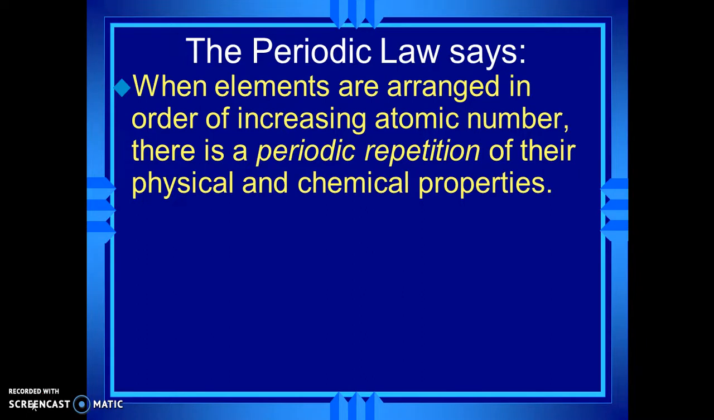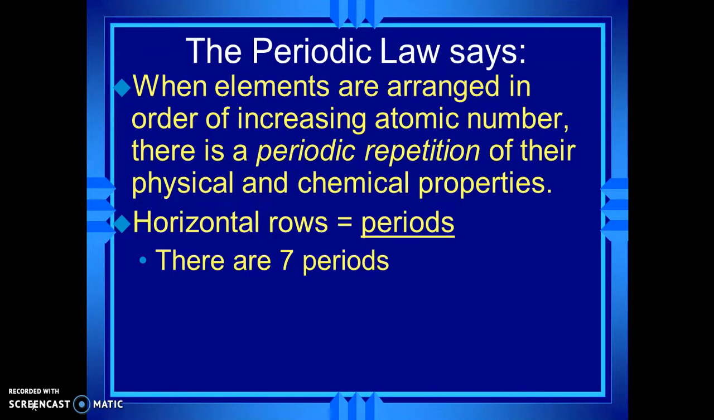Mendeleev actually was the first person to really organize and come up with the first periodic table, and he organized the periodic table by properties and by the actual mass. But now we know if we put them in order by atomic number, that's where we get this repetition.